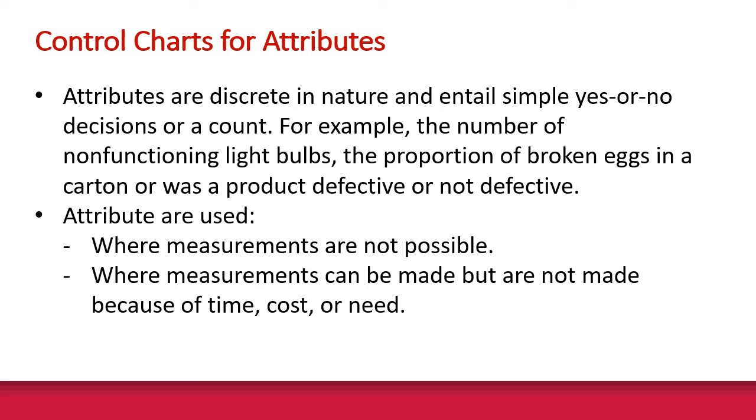To understand how to plot the control charts for attributes, it's important to understand exactly what an attribute is. Attributes are discrete in nature, which means that they don't have decimal points. They're simply a number, or they're a binary decision, a yes or no.